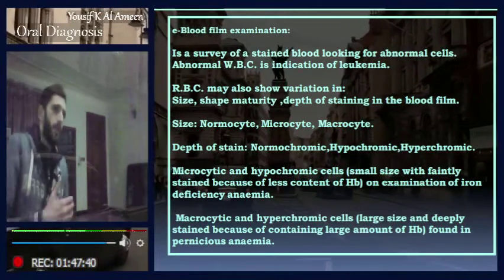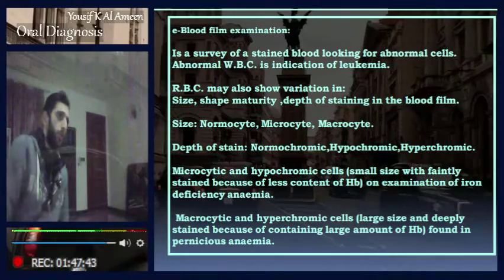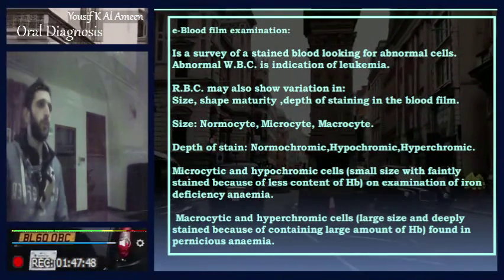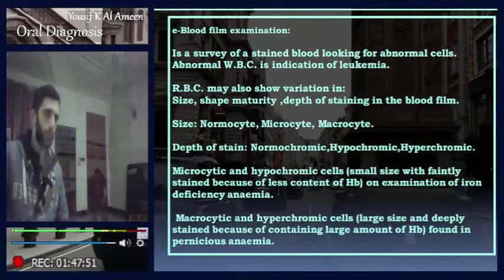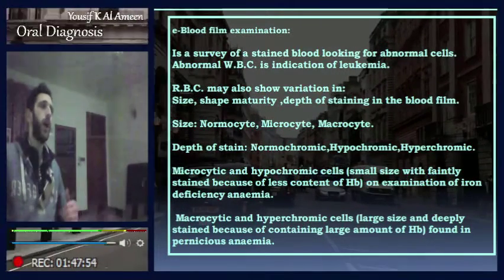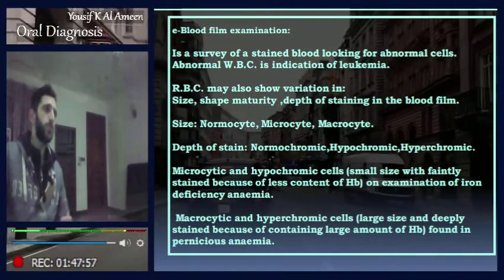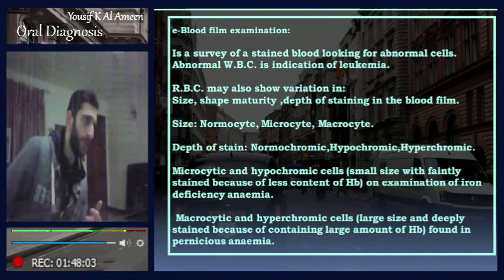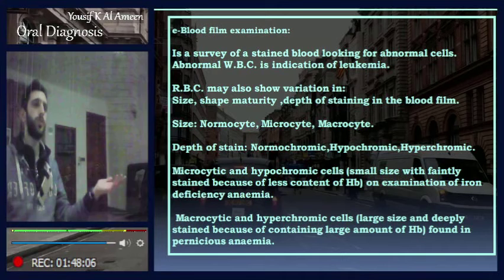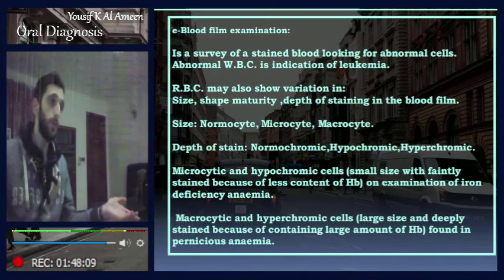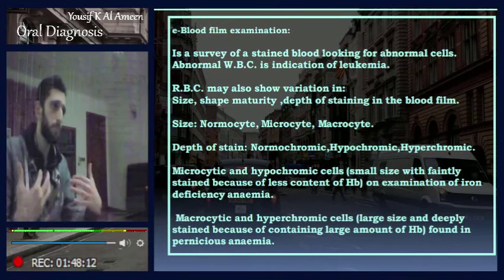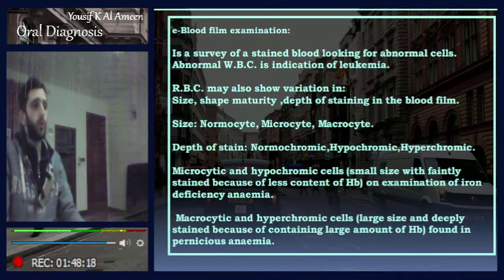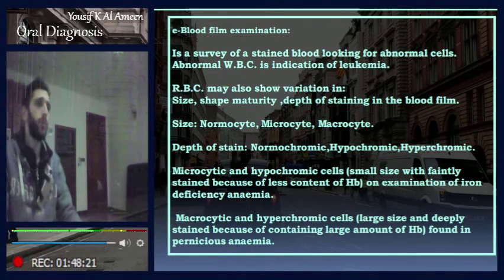The size is indicated as normocytic, microcytic, and macrocytic cells. Depth of stain is normochromic, hyperchromic, and hypochromic cells. In iron deficiency anemia, the cells are microcytic and hypochromic: small-sized and faintly stained because of less hemoglobin content. But pernicious anemia is macrocytic, hyperchromic, with large size and deeply stained cells because they contain a large amount of hemoglobin.